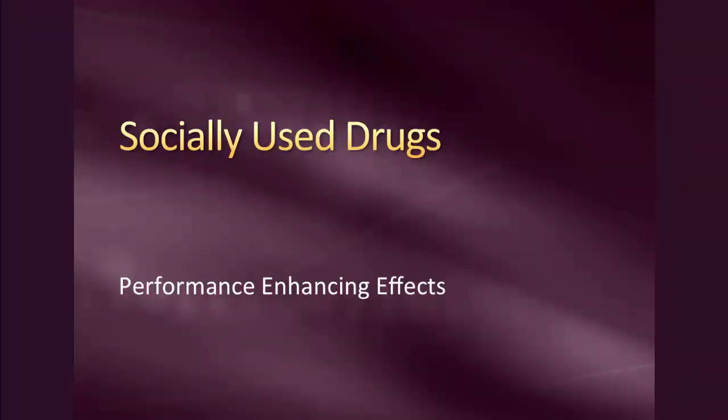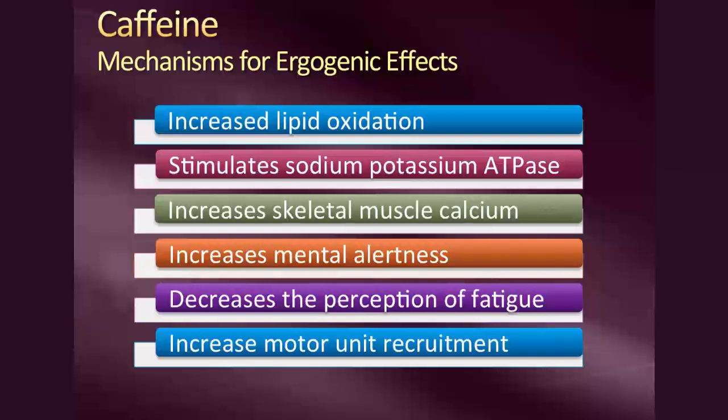Socially used drugs. Caffeine. Caffeine improves performance through a variety of ways. It improves endurance due to an increase in muscle lipid oxidation. This means that there's an increase in fatty acid use. This is a glycogen-sparing effect.